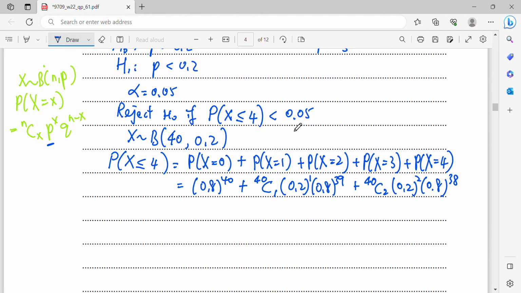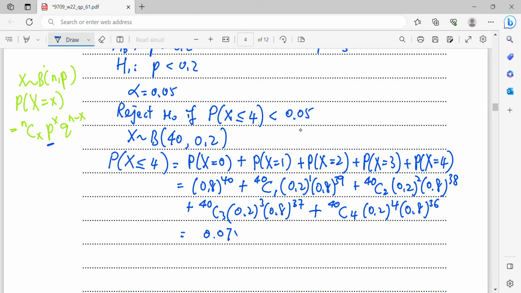And then when X equals 3, you will get 40C3, 0.2 to the power of 3, 0.8 to the power of 37, plus P(X = 4) will be 40C4, 0.2 to the power of 4, and then 0.8 to the power of 36. So if you count all and get the sum, it will be 0.0759. Here no need to simplify because it's already three significant figures.